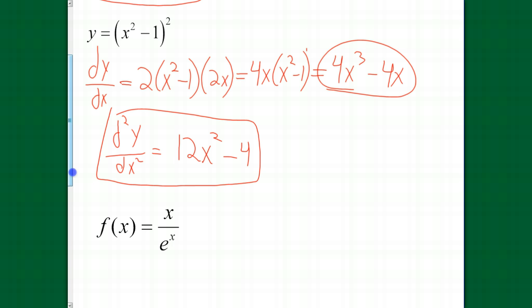Okay, and you can try this example down here. You have to do some quotient rule. Again, simplify things before you move on. And that's it for higher derivatives. Pay attention for the next video to talk about what that second derivative can tell us about a function.